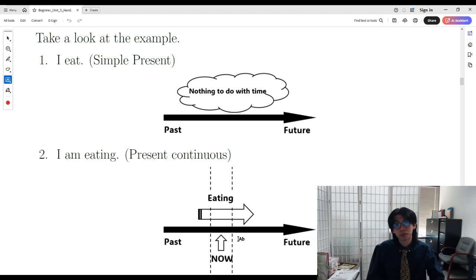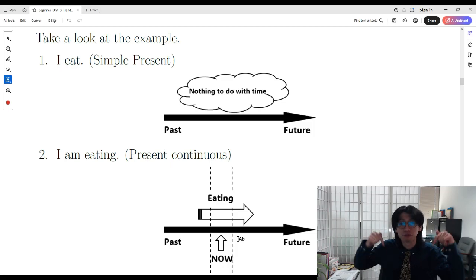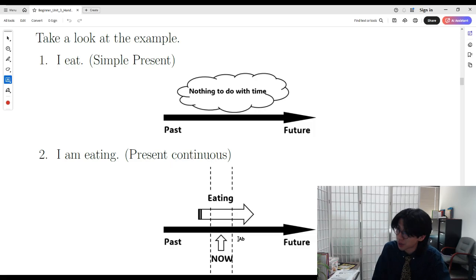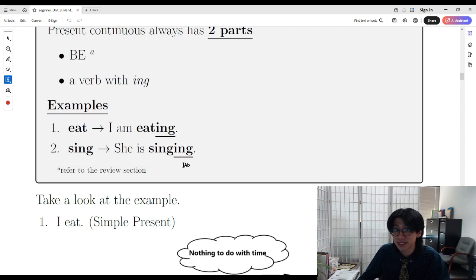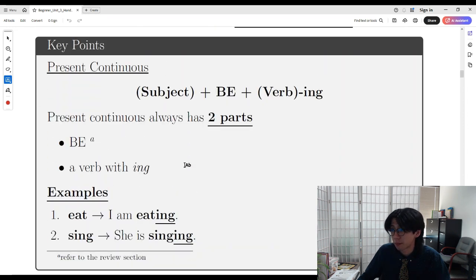For example, people might ask, what are you doing right now? I'm sure you have heard of this phrase before. It is to talk about what is happening right now. Okay, so how do we make present continuous sentence like I am eating? Let's take a look at key point up here.